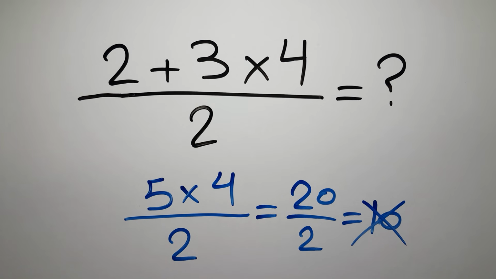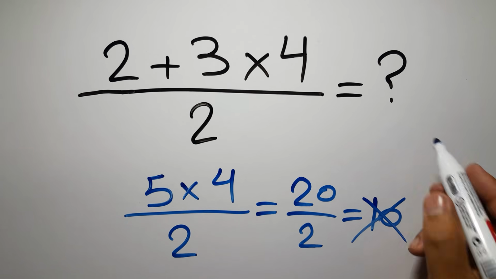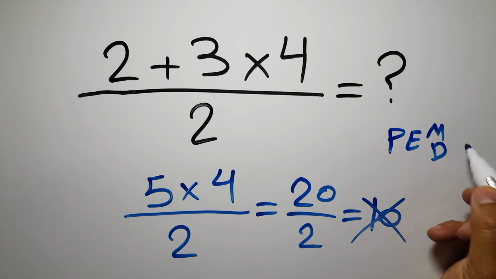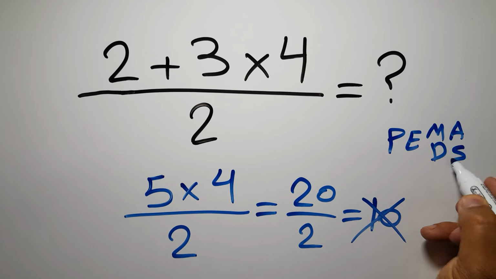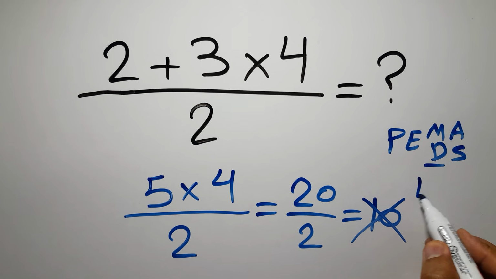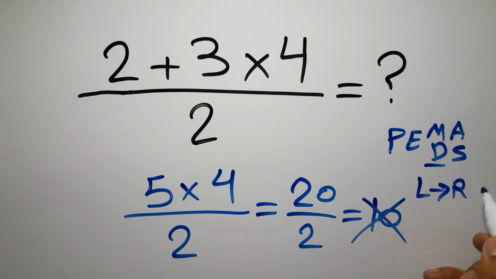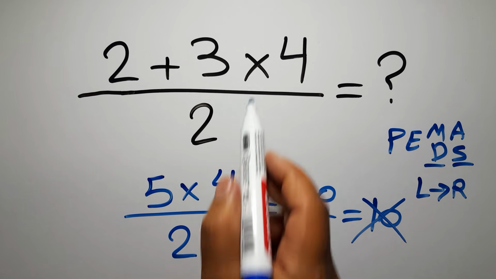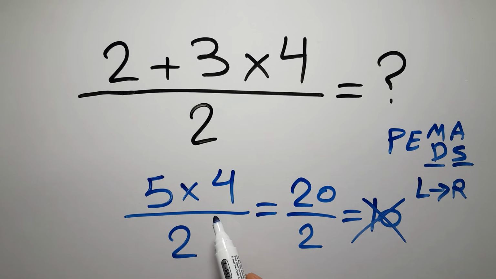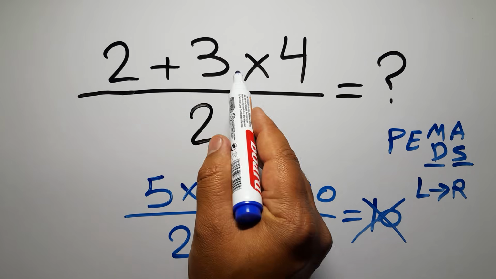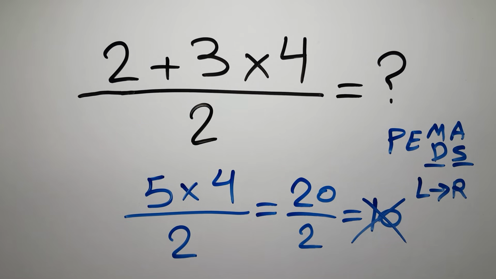Because according to the order of operations, first we have to do parentheses, then exponents, then multiplication or division, and finally addition or subtraction. Remember that multiplication and division have equal priority and we have to work from left to right. And the same applies to addition and subtraction. So here in the numerator, first we have to do this multiplication, not this addition. If you do this addition before this multiplication, it is wrong.